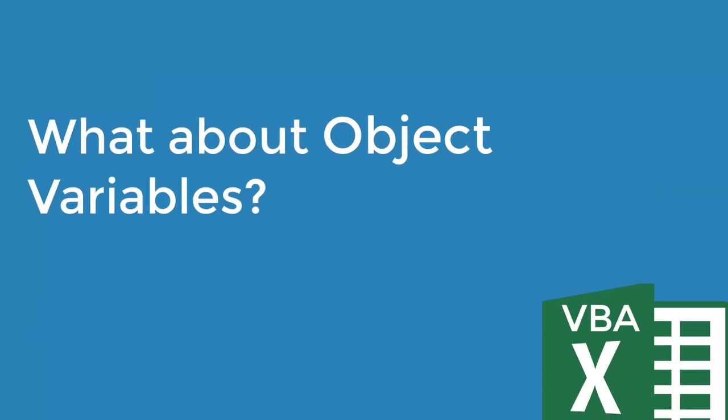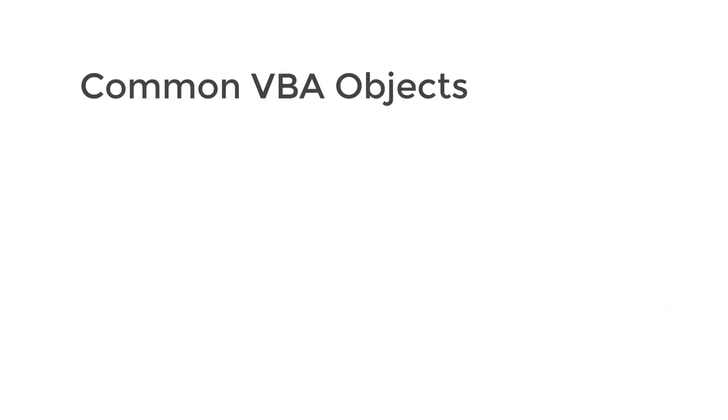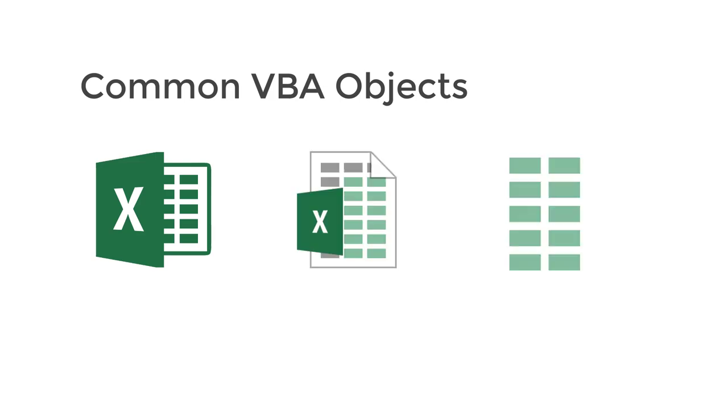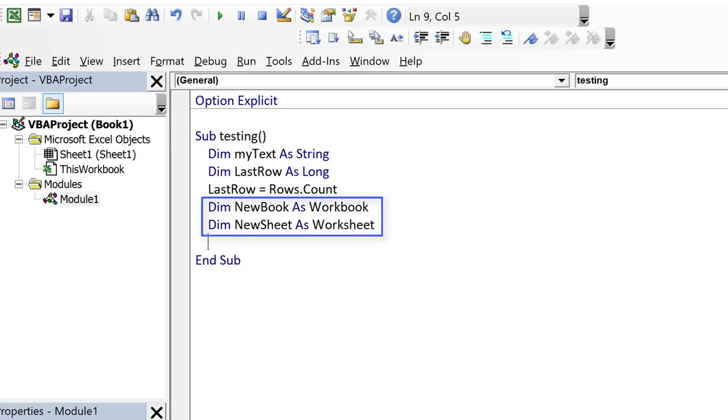Variables don't just hold data in string types, they can also hold objects. Common objects are, for example, the Workbook object, Worksheet, or the Range object. The way you declare them is like this. To assign variables to objects, you need the Set statement. Right? So newSheet equals ActiveSheet would give you a problem. You have to say Set newSheet equals ActiveSheet.